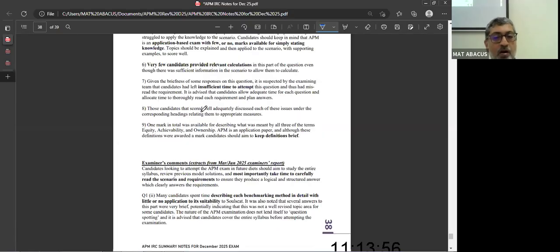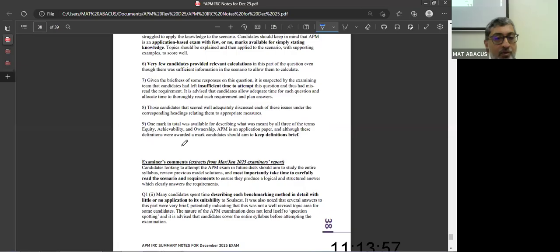Again, back to the point that I was mentioning, if you want to give definitions or explanation, I do not stop, because I know there is a very easy mark to get, 1 mark in total available for describing what was meant by all 3 of the terms: equity, achievability, ownership. All 3, not 1 for equity, 1 for achievability, 1 for ownership. No. You describe equity, achievability, ownership, all 3, you get only 1 mark. You don't describe, it's okay, you still get full marks.